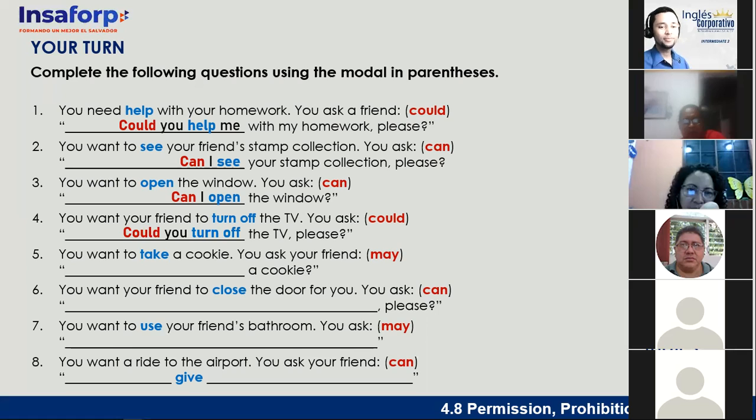May I take him a cookie? May I take a cookie? That is right. May I take a cookie? Good. Very good. What about number six?